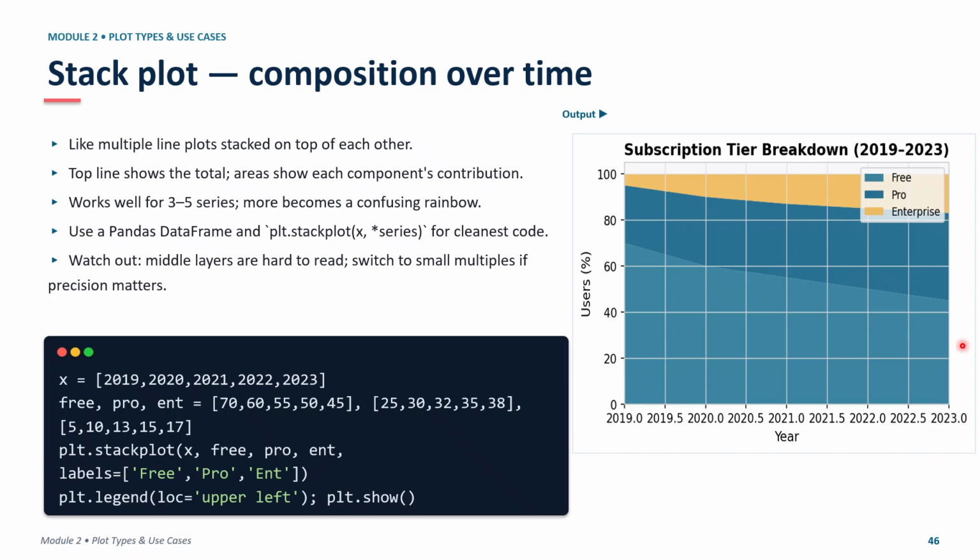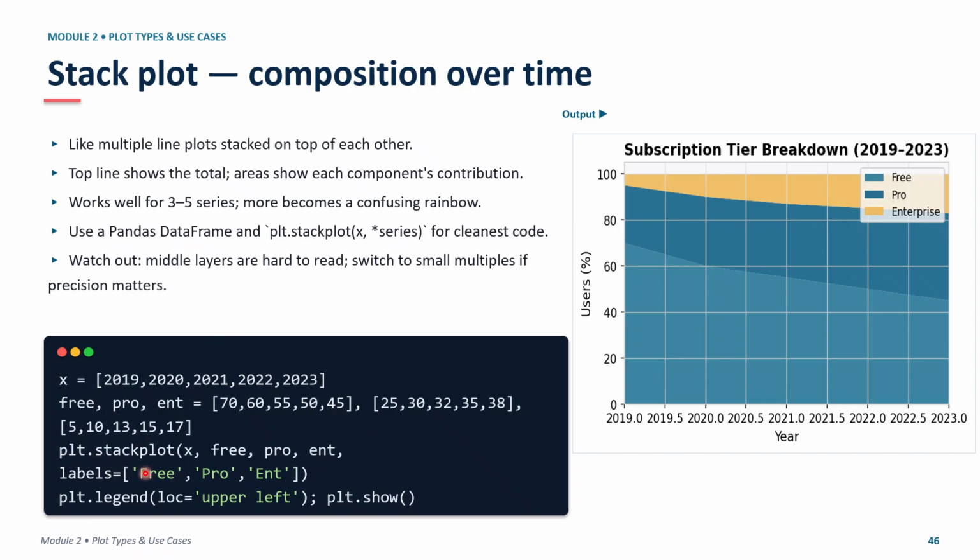Let us check out an example use case, like a revenue breakdown: how much comes from free versus pro versus enterprise users over a period of years. This is the best example that we can give. And let us look into the code. Here X has the year values, and I've used three variables: free, pro, and enterprise. I've given the values for each of these variables for consecutive years.